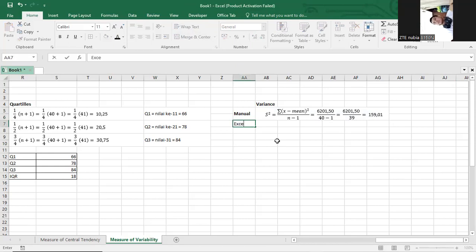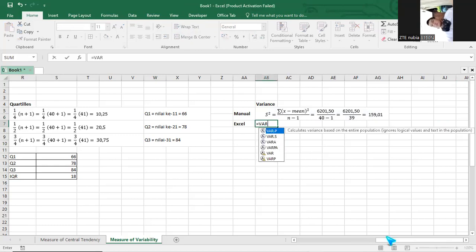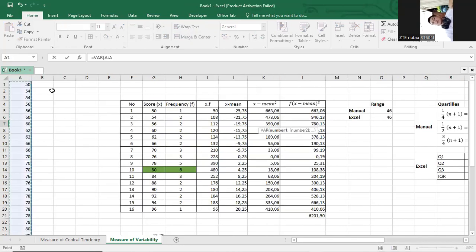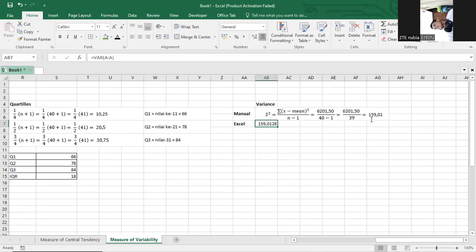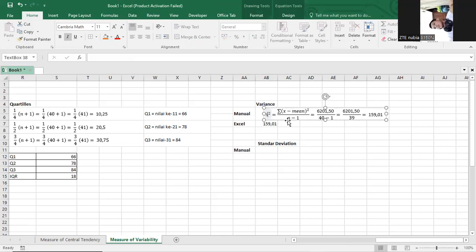In the Excel way, it's very easy. All we have to do is type equals variance, or VAR. And we select all the data in column A. And we find the value is the same, 159.01. And the last one is to find standard deviation. To find standard deviation, it's kind of the same as variance, but the result of variance we take the square root of to get the standard deviation.